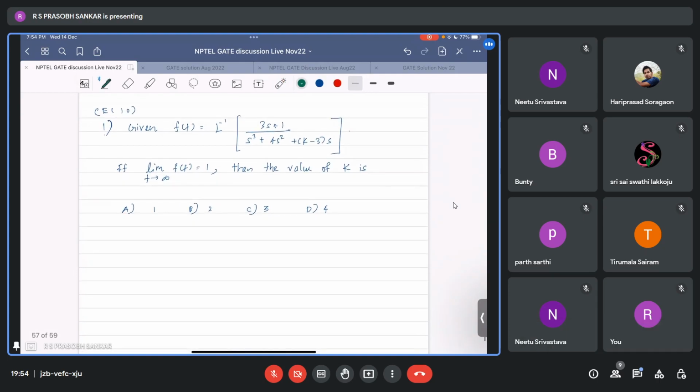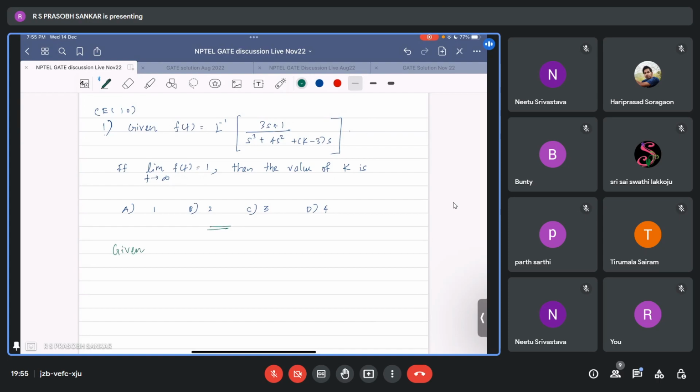Okay, so this is the first question. This is a bit old. There are newer questions also, but yes. Given that f of t, the time domain signal, is the inverse Laplace transform of (3s plus 1) by (s cube plus 4s square plus (k minus 3)s). Now, if the limit of t going to infinity of f of t is 1, what is the value of k? That's the question. This is an application of the final value theorem. So what do we have?